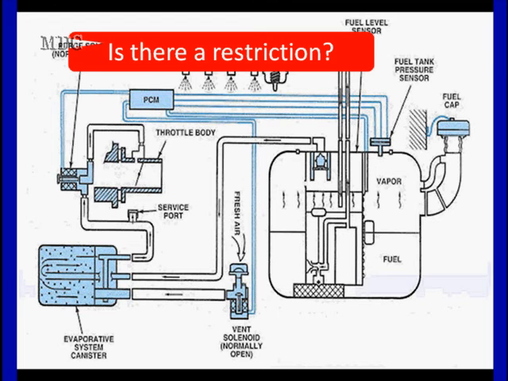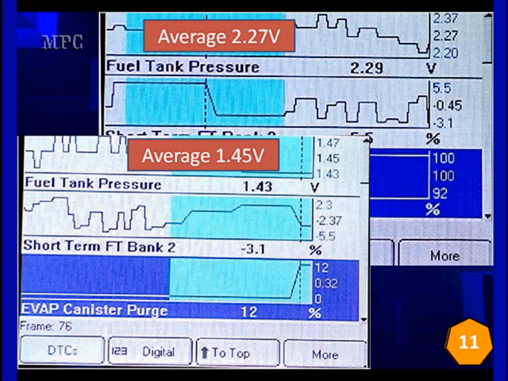Is there a restriction? Is the system flowing freely? Here's two examples. One on the bottom. Purge goes up to 12%. We're looking at fuel tank pressure. Its average is 145. It varies between 143 and 147. That's as close as you can get to 145.